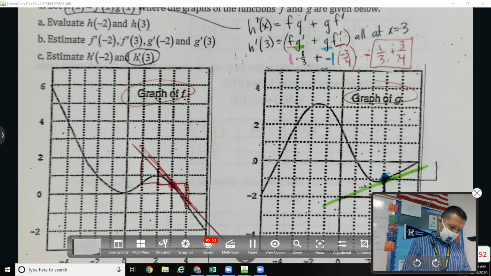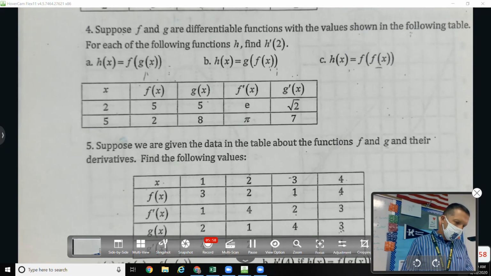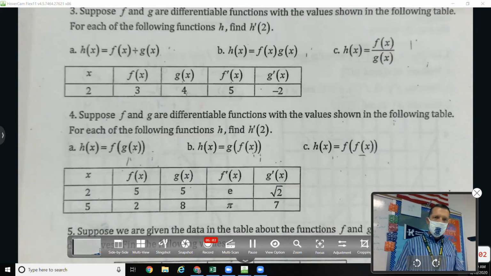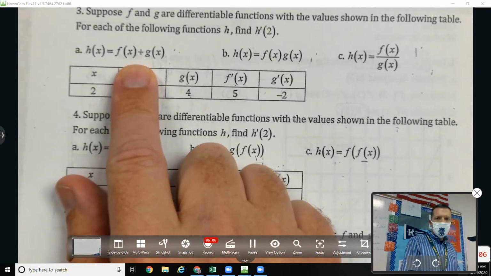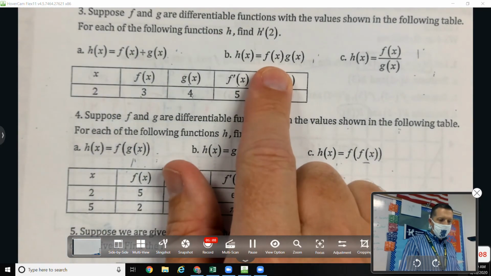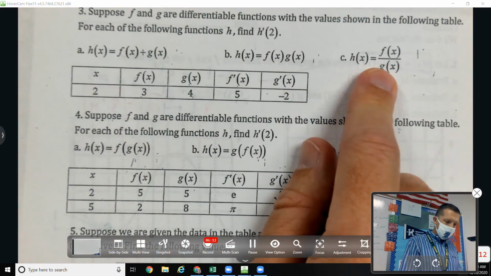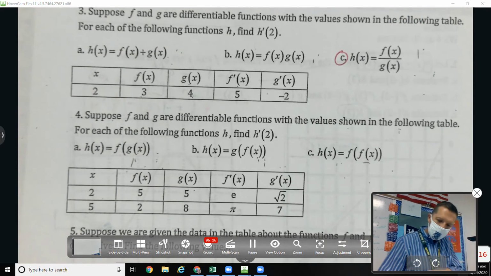Let's do a table question. So that would be from the back. So number 3. Let's see. That would just be f prime plus g prime. That would be product rule. We just did one of those. Maybe we should do quotient rule. So let's do 3c.